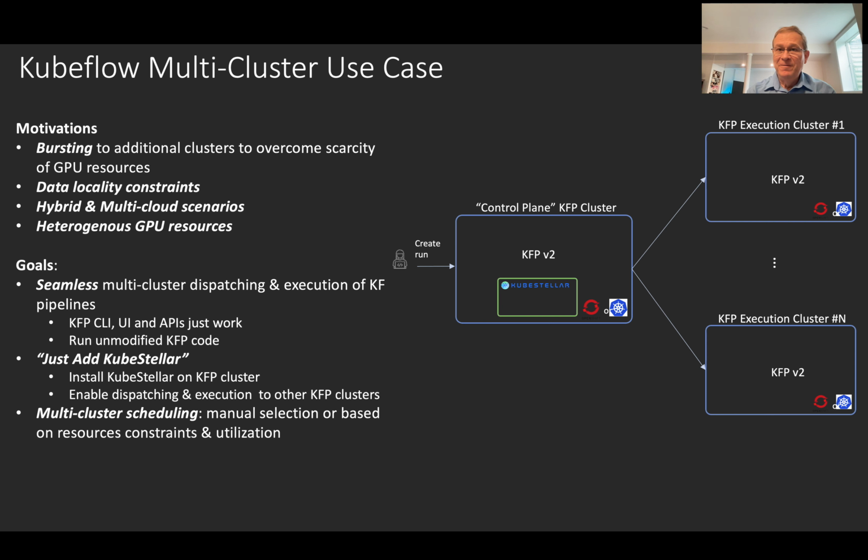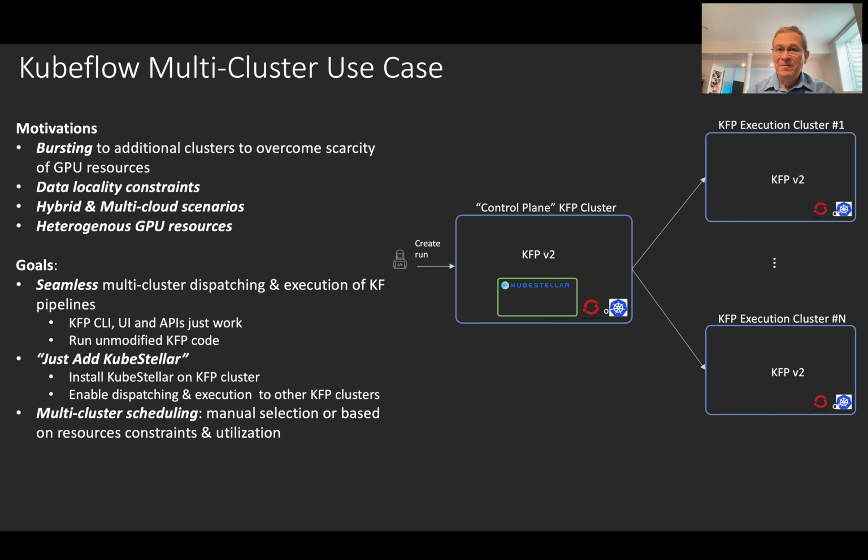This is also made possible by adding the ability to manually select the cluster where a user may want to run. So this is what we call manual selection. Or this could be based on resource constraints and utilization. For example, I can have enough intelligence in the multi-cluster scheduling portion of my solution to see that a cluster is underutilized, even if all clusters have the same type of accelerator, and then pipelines can be automatically delivered there for execution.